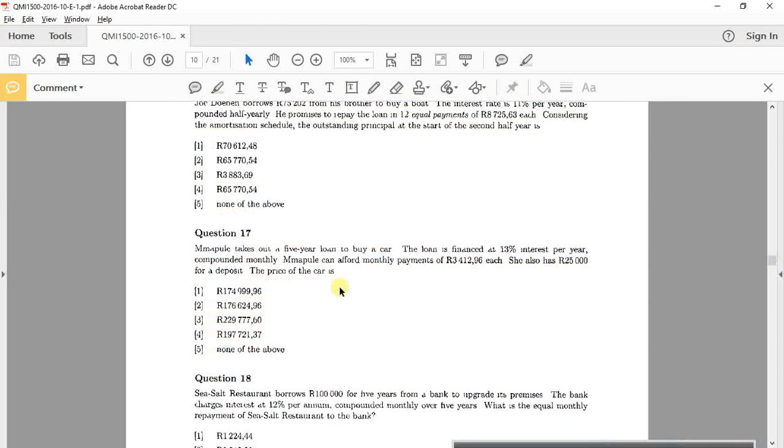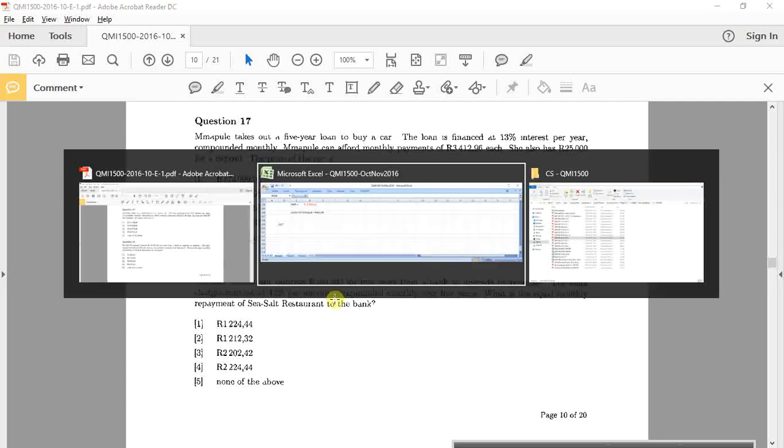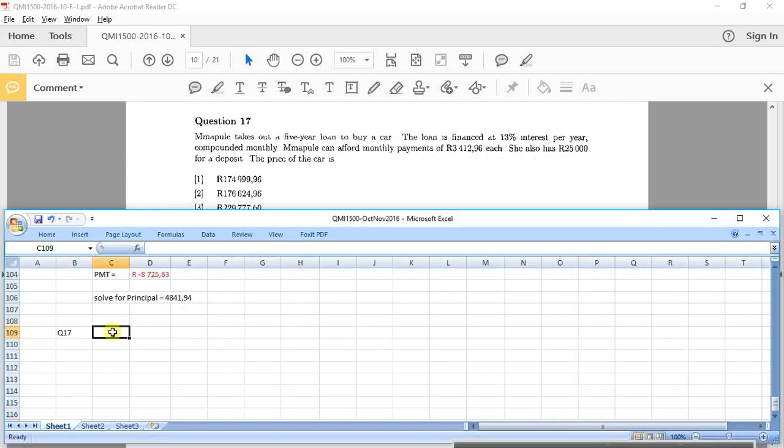Alright, next bit. Question 17. M takes out a 5-year loan to buy a car. So we know this is a loan again. Finance is 13% per year compounded monthly. So I/Y is 13% divided by 12. M can afford payments of PMT equals 3412.96. She also has 25,000 for a deposit. So that's additional information.